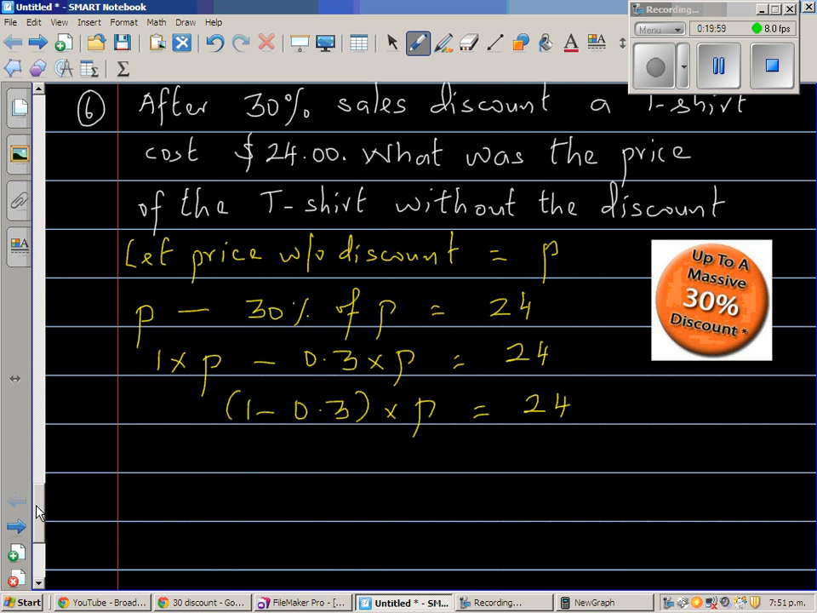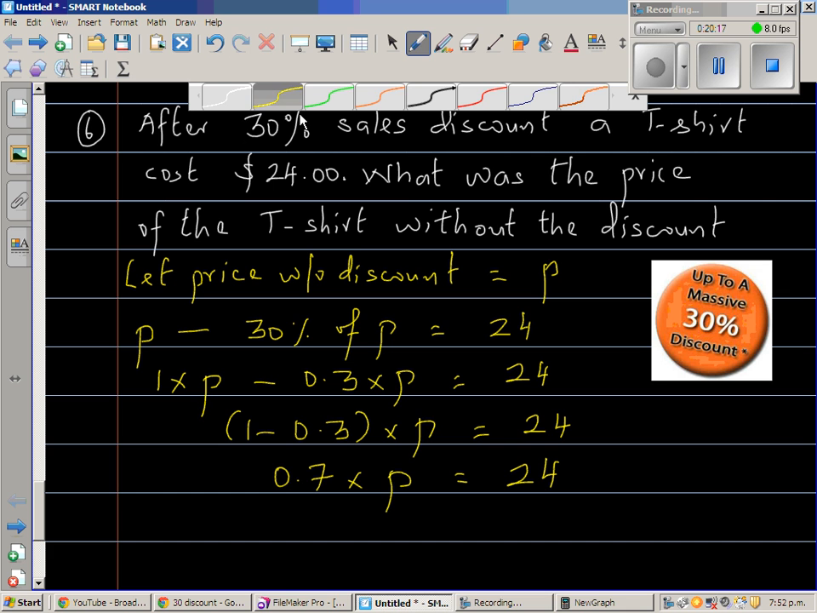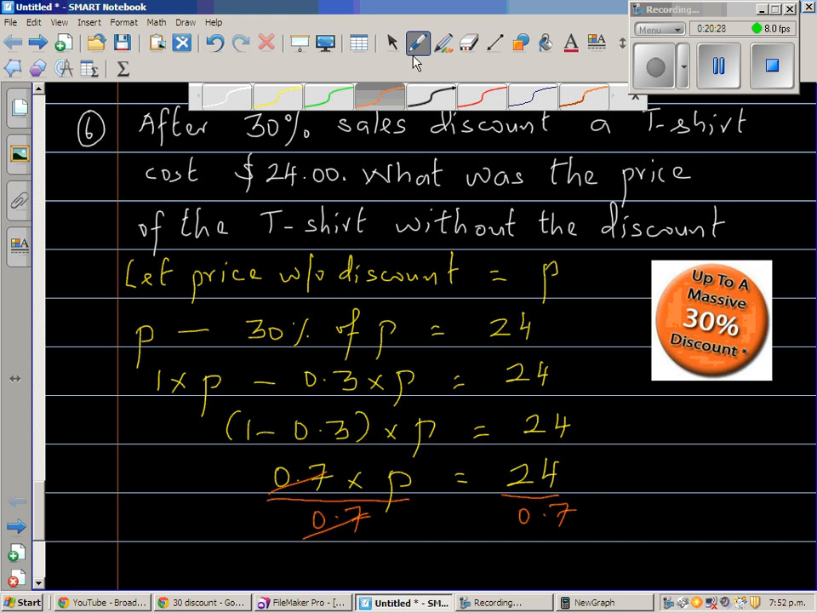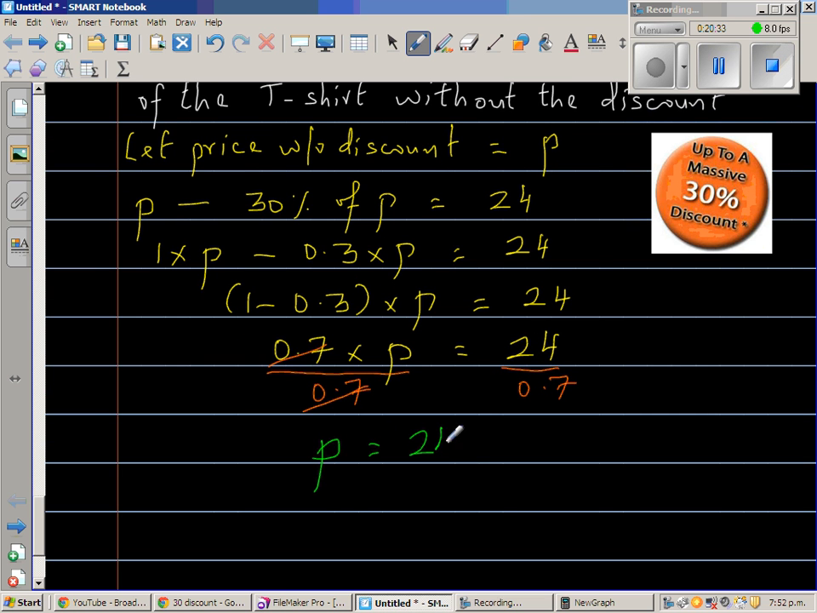It's quite easier to understand discount because when you're getting a discount of 30%, how much are you paying? You're paying 70%. And I hope you can see this 0.7, which is nothing but 70%, times P is 24. So now to get rid of this 0.7 from this side, I'm going to divide this side by 0.7. So 0.7 and 0.7 get cancelled. So what remains is P is 24 divided by 0.7.